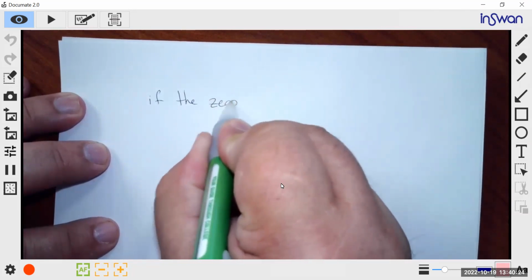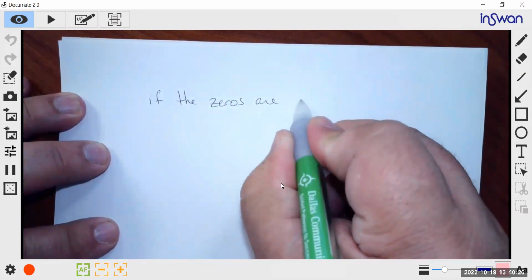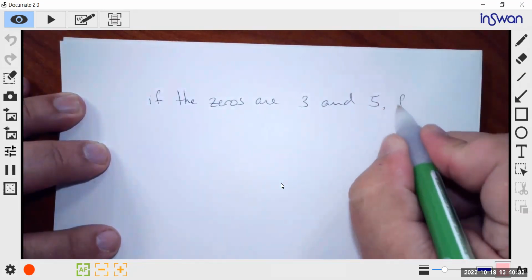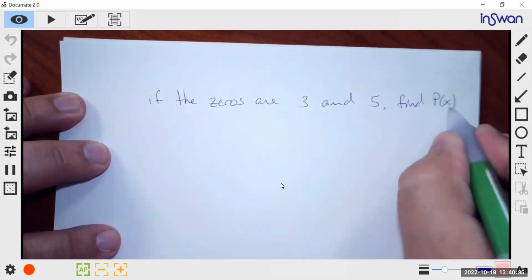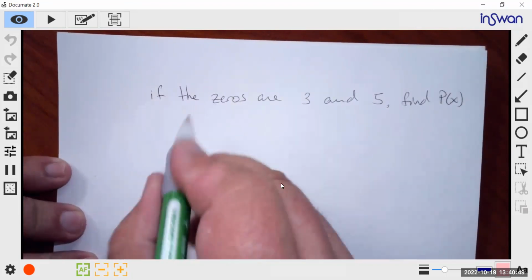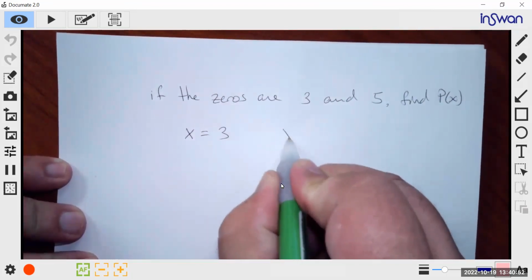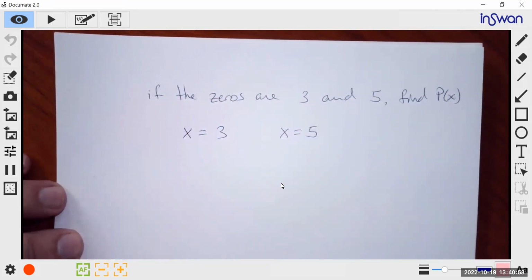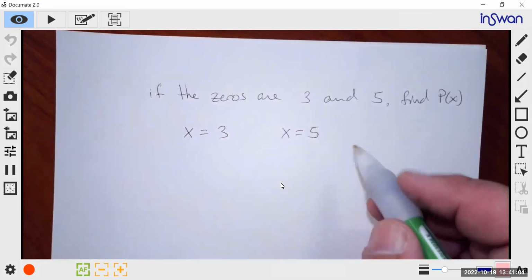If the zeros are 3 and 5, find the polynomial that has those zeros. So if the zeros are 3 and 5, that means x equals 3 and x equals 5, right? Those are my x-intercepts. Let's work backwards. Let me show you what I mean by working backwards.